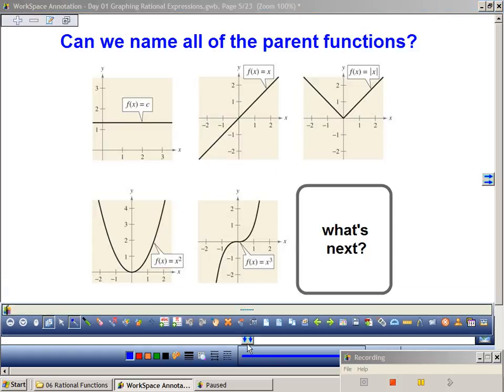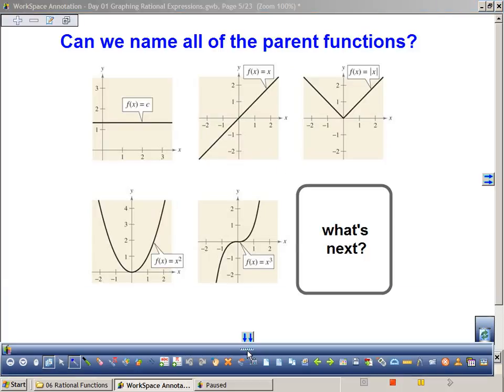Okay. All right, so here are all of our parent functions that we've done so far. Does anybody know the name of this one? It is a line, but that's not the name of it. I like that word, linear, but that would be this one. This is a linear function. Good job. It's a constant function.